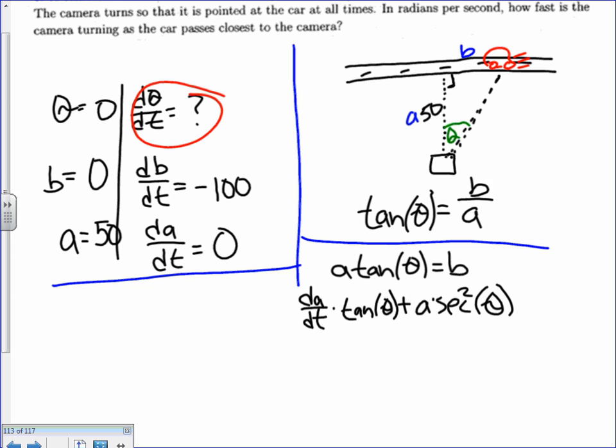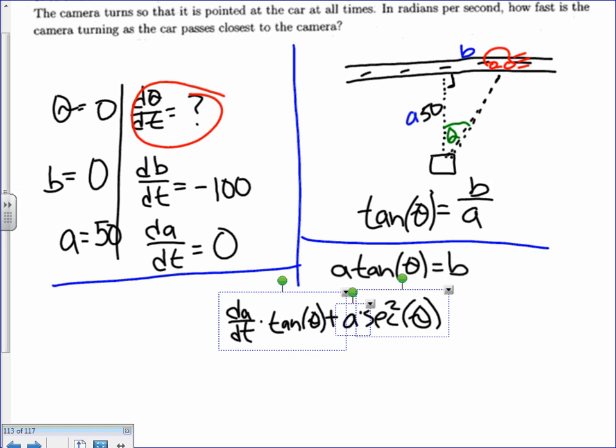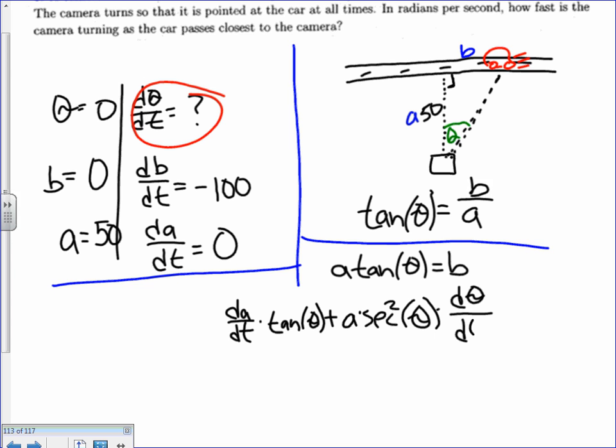Okay, running out of room. That seems to be my favorite thing to do when I do problems on the board. Secant of theta, so I took the derivative of the outside, secant squared, plugged in the inside, theta. Now I need to multiply by the derivative on the inside, d theta dt, then equals, and on the other side I have B, which just becomes dB dt.